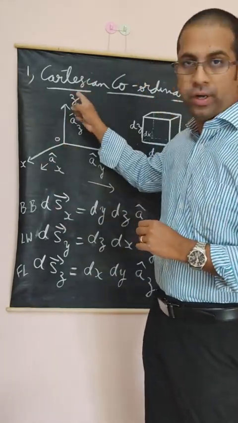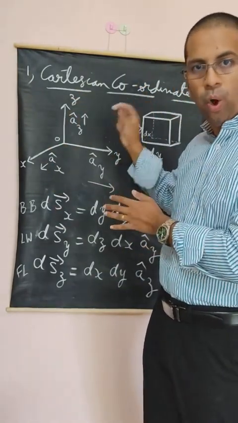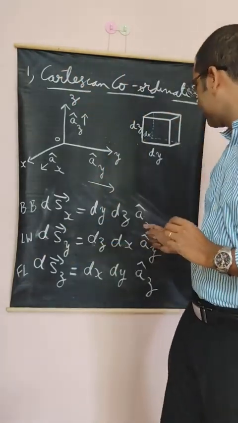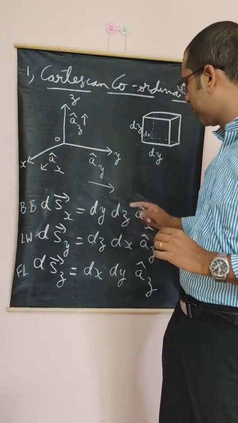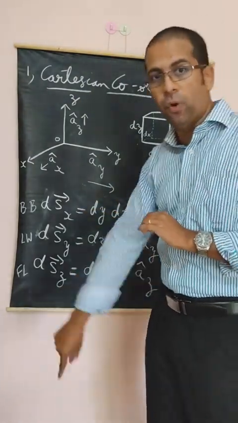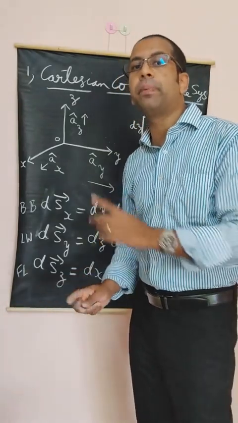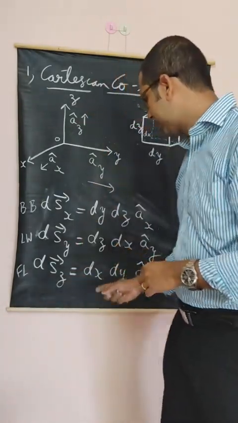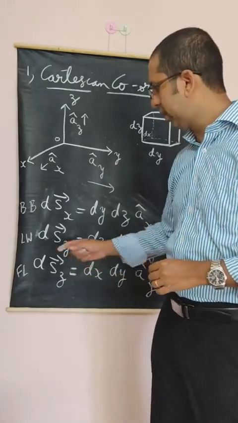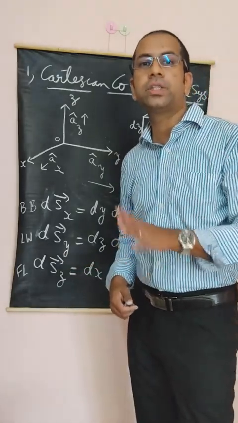The blackboard, that plane, is perpendicular to the x-axis. So dy into dz into base vector x, that is d vector sx. Now, the floor is perpendicular to the z-axis. Hence, dx into dy into base vector z, so d vector sz. This is the Cartesian coordinate system.